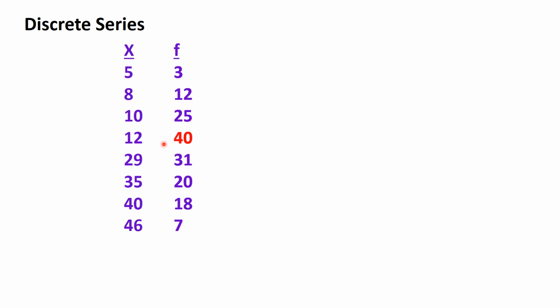40 is not the mode. 40 is the number of times that 12 has occurred. See, this discrete series shows the number of times x has occurred. 5 has occurred 3 times in the series. 8 has occurred 12 times in the series. Similarly, 12 has occurred 40 times in the series. So the highest occurrence is for 12. That is why the mode of this series is 12. 12 is the mode in the case of the given discrete series.